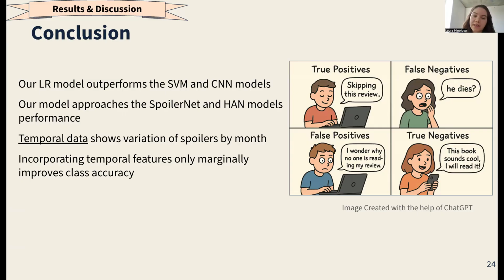And our temporal data shows interesting variations of spoilers by month that might be explained by several patterns, although we have no way to prove that. Incorporating these features only marginally improved our class accuracy, but it did improve our class accuracy and AUC-ROC.